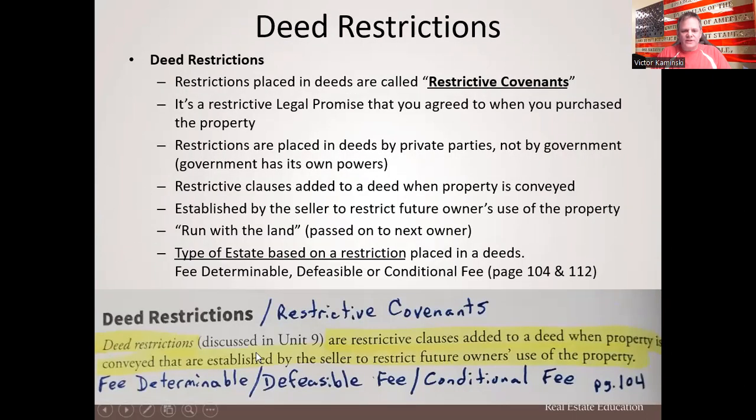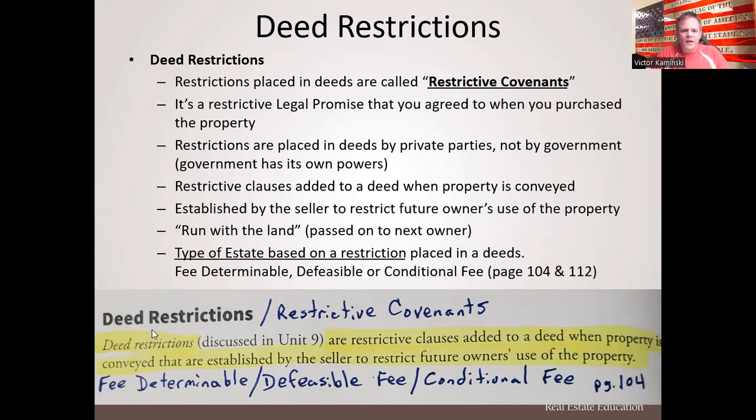And then deed restrictions, also known as restrictive covenants. These are those restrictions placed in deeds. When you have an estate in land called fee determinable, defeasible, or conditional fee estate, that's the type of estate in land that's based on a condition. As long as that condition or restrictive condition does not get abused or broken, you remain the owner. But there's always that possibility of reverter that if you do break it, you could lose the ownership, right?